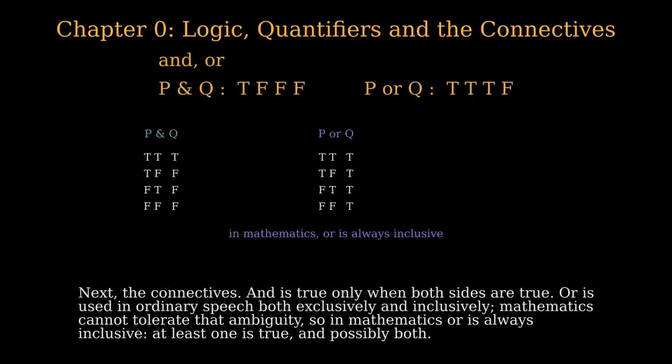Next, the connectives. "And" is true only when both sides are true. "Or" is used in ordinary speech both exclusively and inclusively. Mathematics cannot tolerate that ambiguity. So in mathematics, "or" is always inclusive: at least one is true, and possibly both.